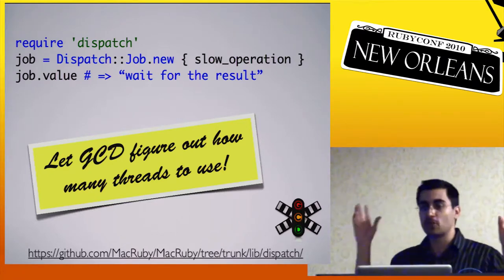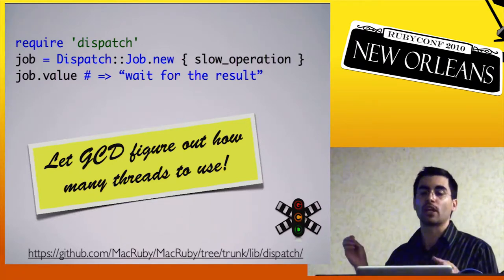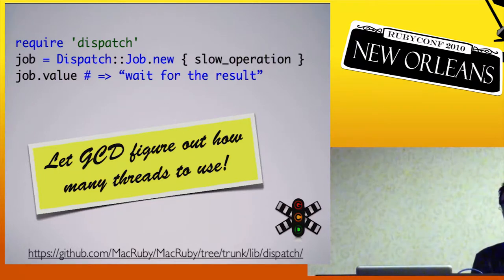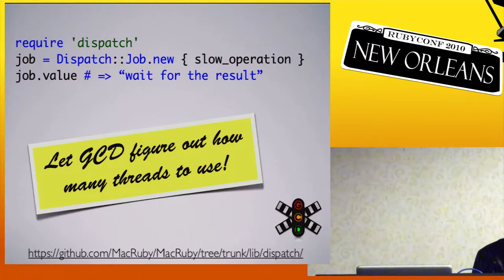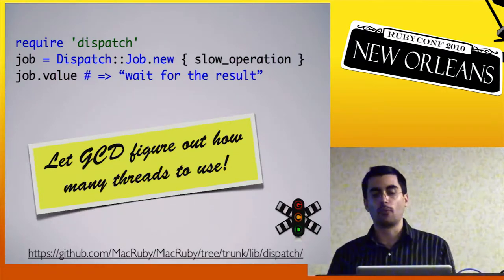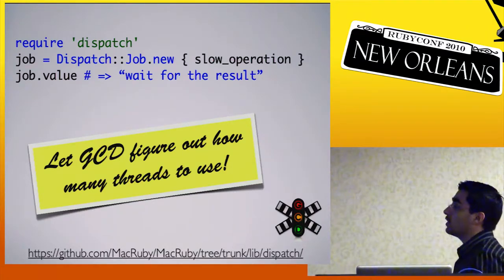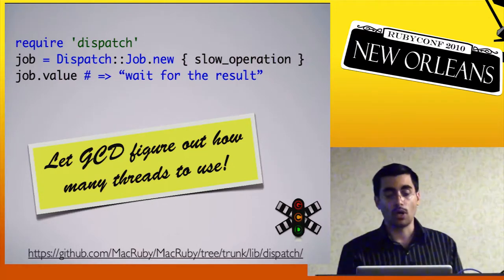So imagine you have this job, and you give it a block, and you say, okay, go and execute this block. And then you call your job, and you say, okay, give me the value, give me the result of the block. In this case, what happens is that it's going to block and wait for the result. So the rest of the code cannot execute. It's a very synchronous way of approaching the job.